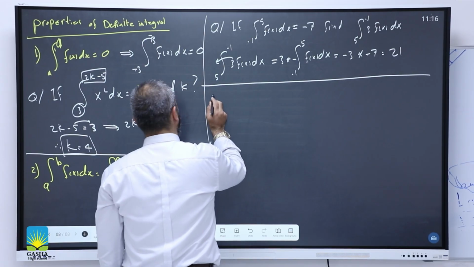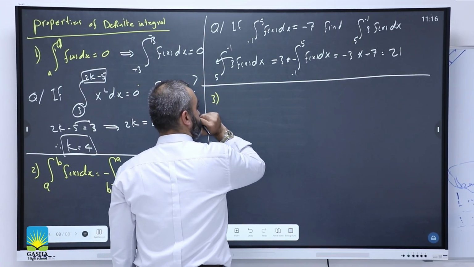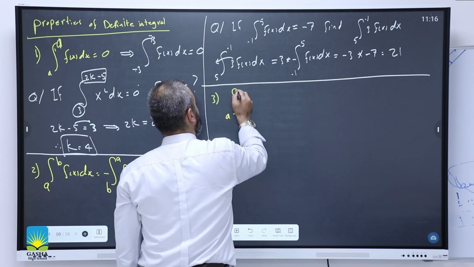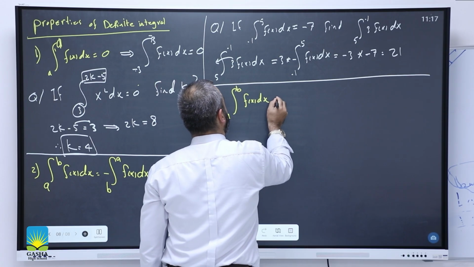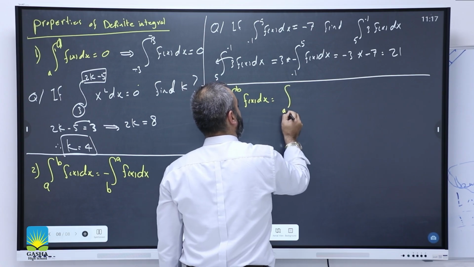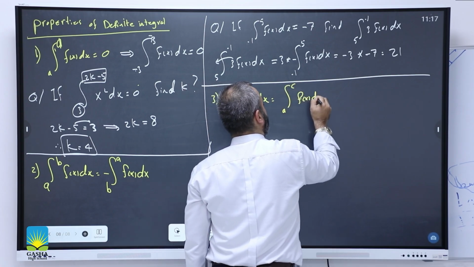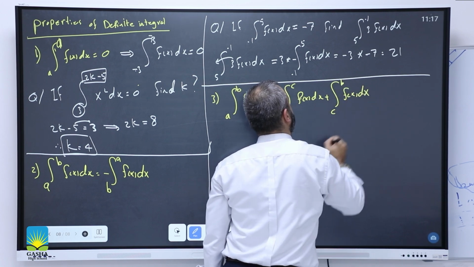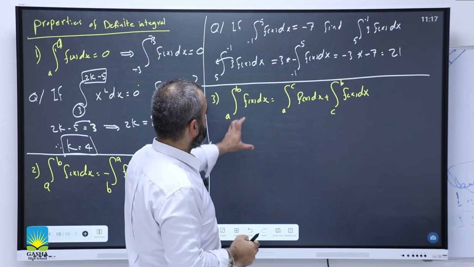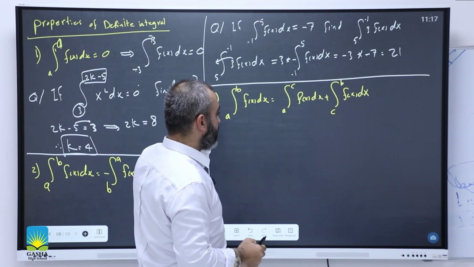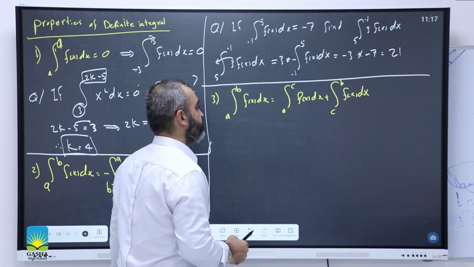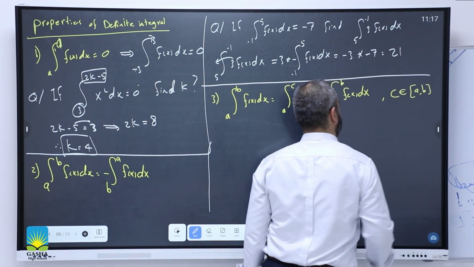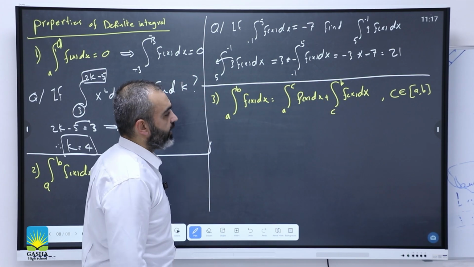Going to property 3: the integral of a to b of f of x dx equals the integral from a to c of f of x dx plus the integral from c to b of f of x dx, right? So what about the main idea of the property? We have c between a and b, right? C between a and b.